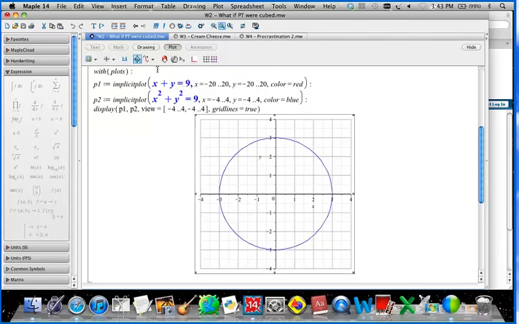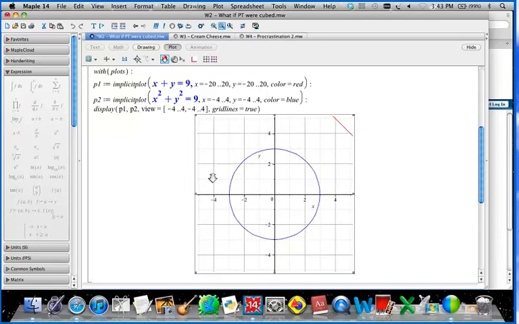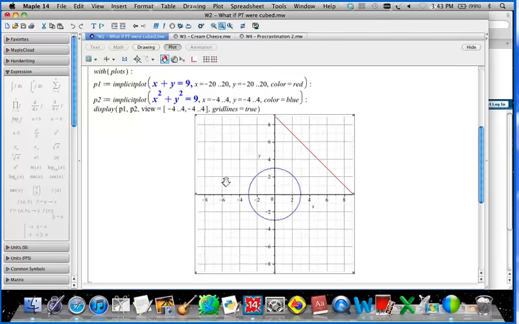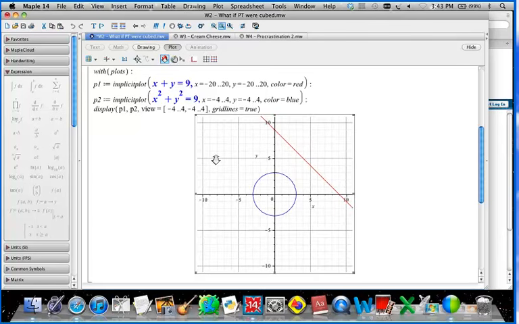So what we need to do is back up. In Maple's tools here, you can push the scaling button. Now let's back this up a little bit. Aha, there's our line. And sure enough, it has x and y-intercept 9.